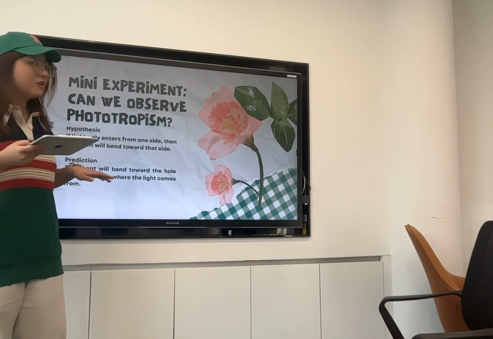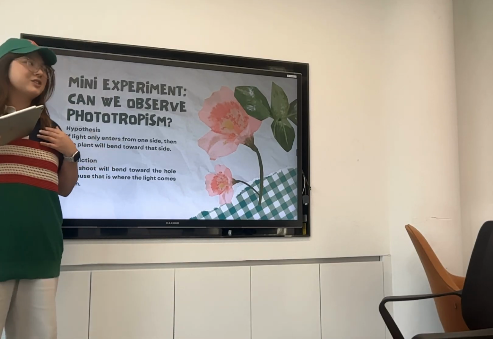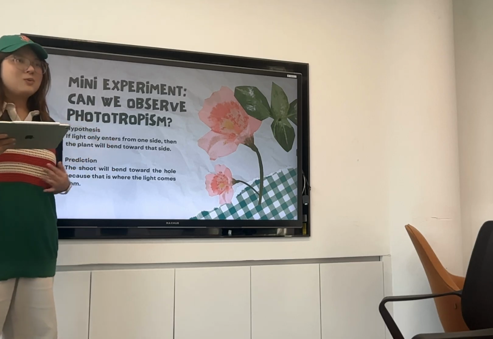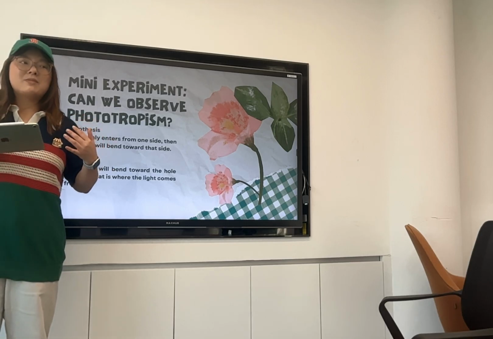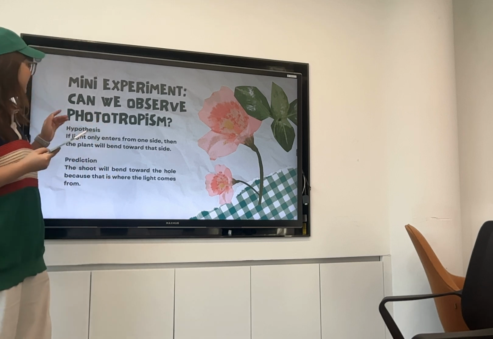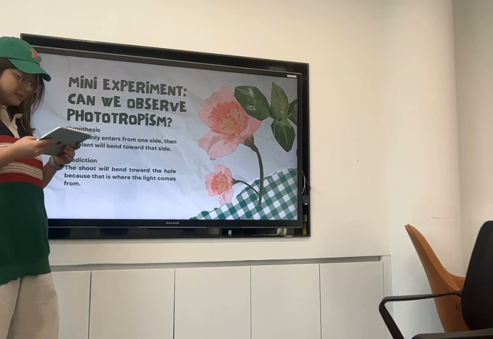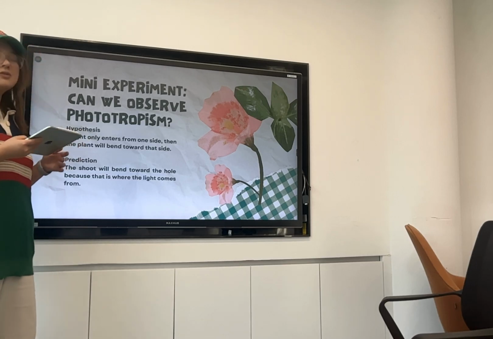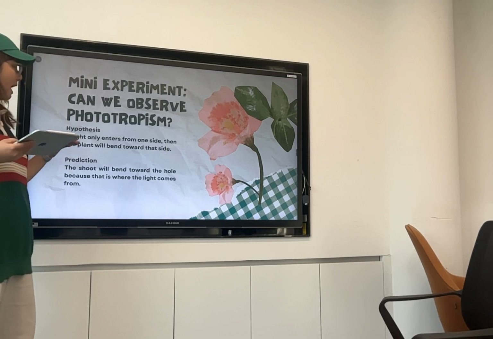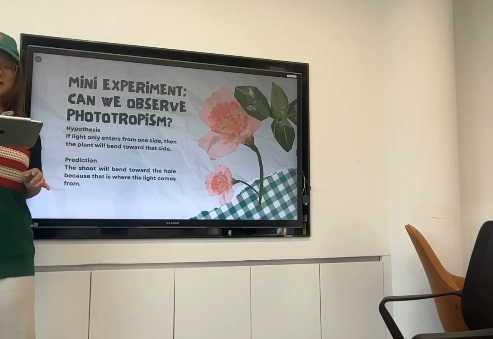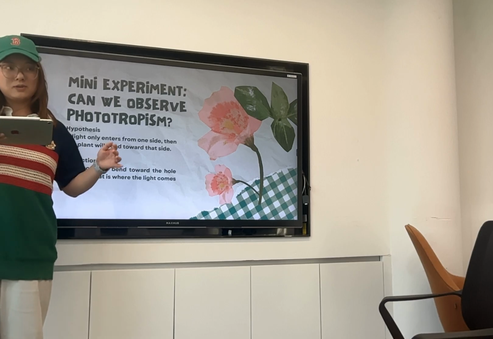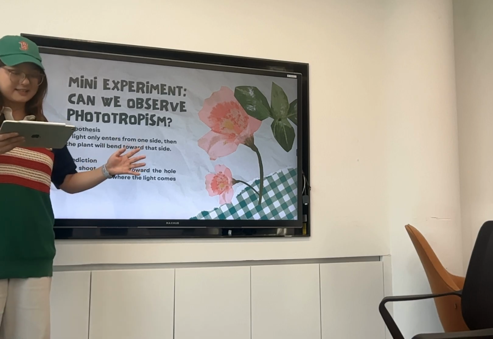To give a lecture, we cannot only share concepts. We need to build an experiment to help others learn better. So here I built a mini experiment, the shoebox plant experiment. Here is my hypothesis: if light only enters from one side, then the plant will bend toward that side.